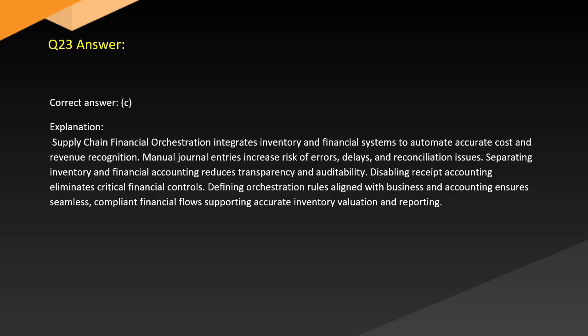Answer. Correct answer, C. Explanation. Supply chain financial orchestration integrates inventory and financial systems to automate accurate cost and revenue recognition. Manual journal entries increase risk of errors, delays, and reconciliation issues. Separating inventory and financial accounting reduces transparency and auditability. Disabling receipt accounting eliminates critical financial controls. Defining orchestration rules aligned with business and accounting policies ensures seamless, compliant financial flows supporting accurate inventory valuation and reporting.